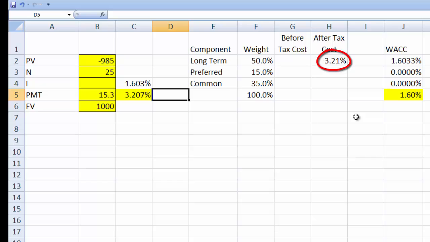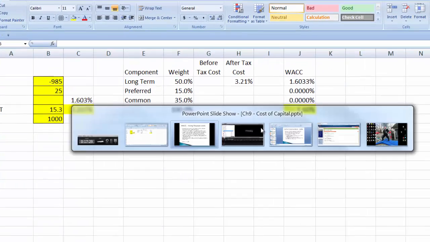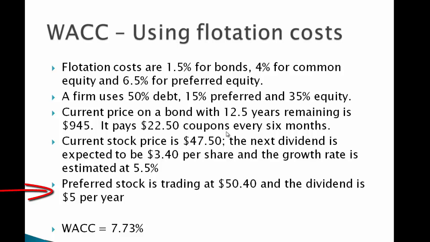So now we need to take a look at the preferred stock and the common stock. For the preferred stock, let's look down here, $50.40 is the current price. The dividend is $5 per year. So the formula to figure out the component cost for preferred stock, including flotation costs, remember, is the dividend, which is $5, divided by the price times 1 minus F. So in this case, it's $5 per year divided by $50.40 times 1 minus the flotation costs. So we're going to have the $50.40 multiplied times 0.935.